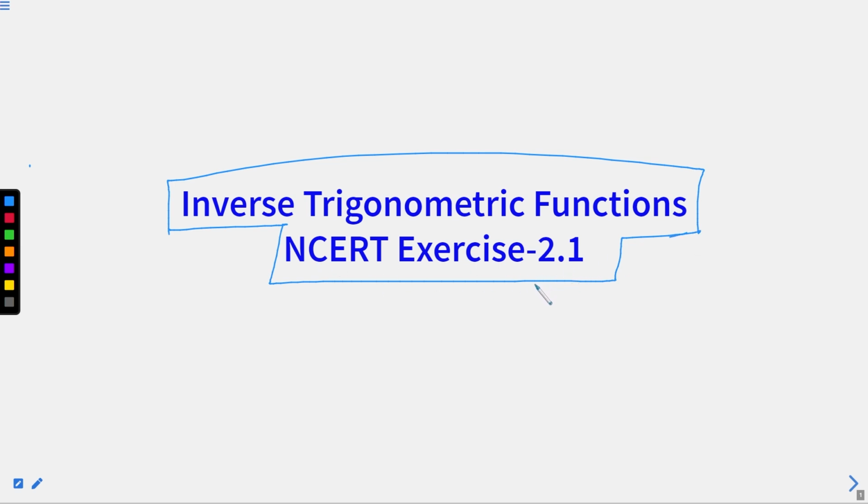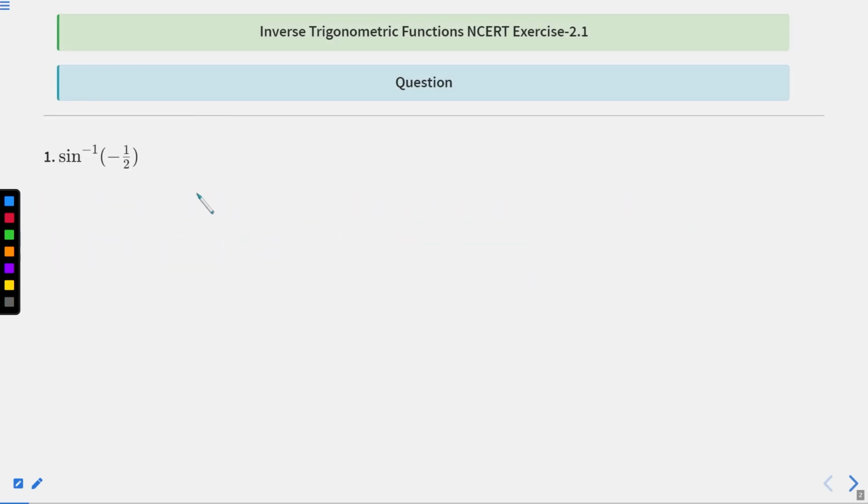Our first question is sine inverse of minus 1 by 2. We need to find this value. What we know is that the range of sine inverse is the closed interval minus pi by 2 to pi by 2. So we need to find what this equals, and that value must belong to this interval.